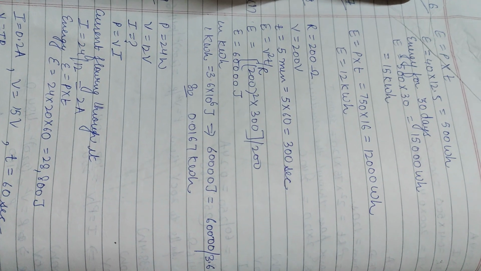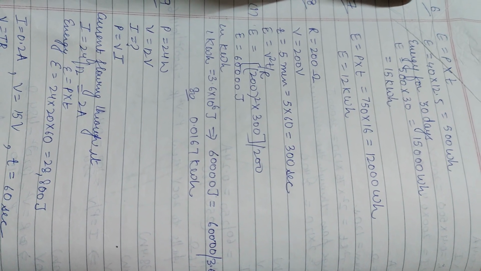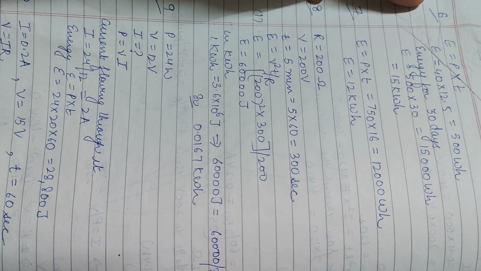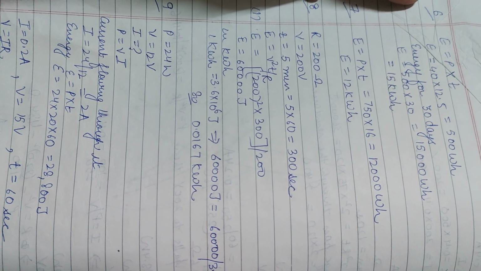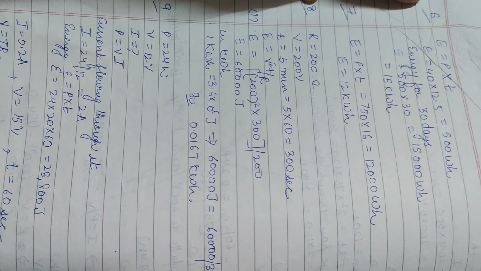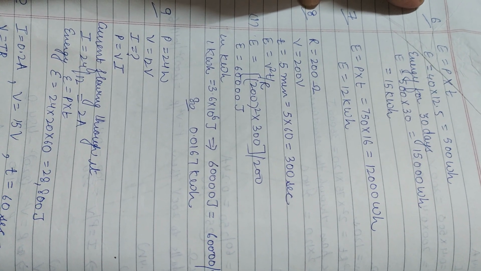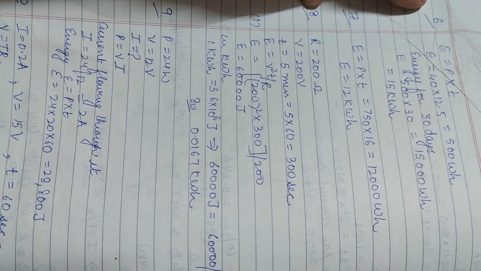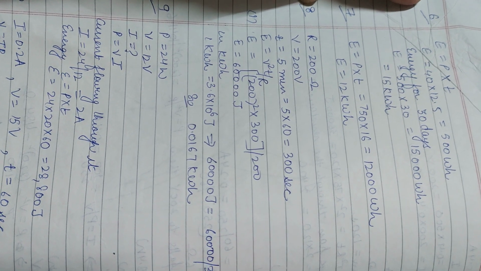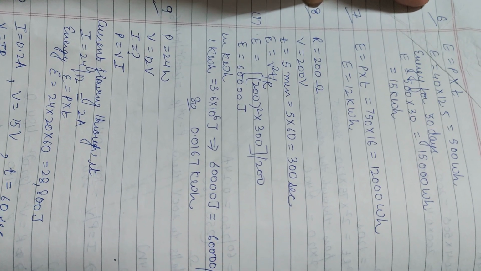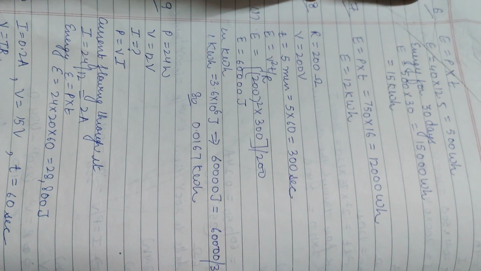Seventh question. An electric press is rated 750 watt and 230 volt. Again, power is given to you and voltage is given to you. So calculate the electrical energy consumed by the press in 16 hours. So simply E is equal to P into T. Put down the values and you will get the answer.